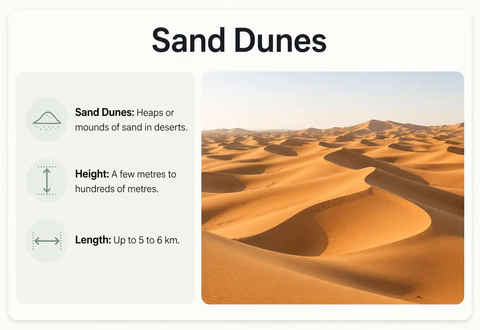When wind deposits sand on a larger scale, it builds sand dunes. Dunes are simply heaps or mounds of wind-blown sand. They can vary wildly in size. Some are just a few meters tall, while the massive megadunes found in deep deserts can tower several hundred meters high and stretch for 5 to 6 kilometers in length. The shape a dune takes depends entirely on wind direction and sand supply.